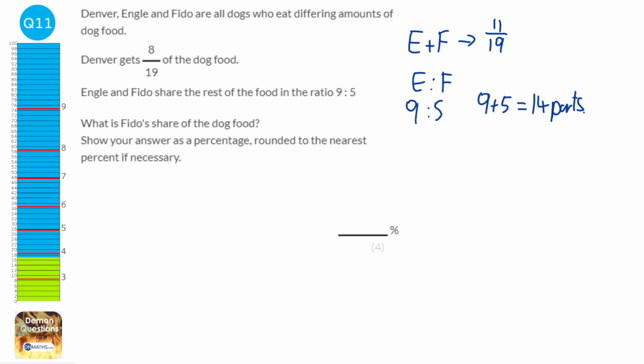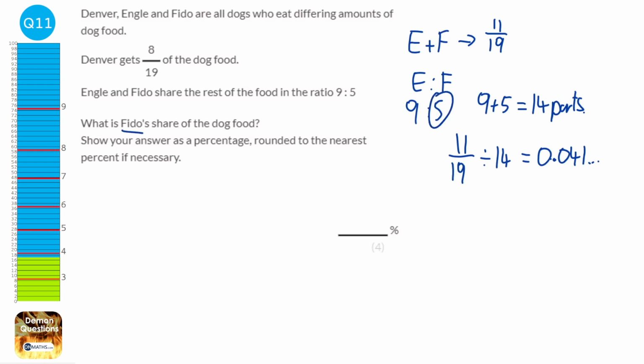So there are 14 parts in total, and the share that they get is 11/19. So what I'm going to do is find out what fraction one of those parts is worth by dividing 11/19 by 14. So each part is worth, and I'm just going to keep this in my calculator, 0.041... And we're asked to find Fido's share.